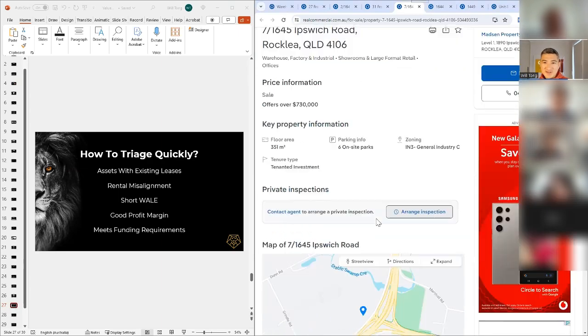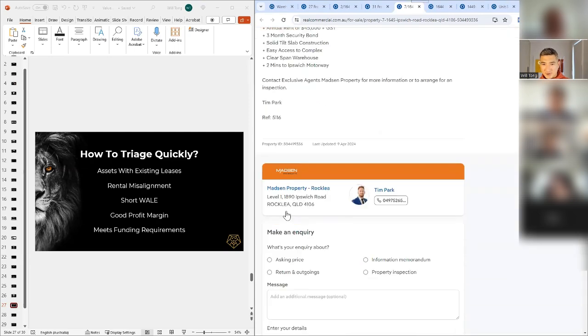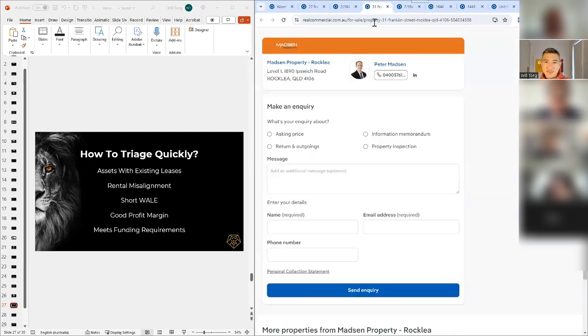So this is a question mark. So we just need clarity. Is it a gross rent or a net rent? So let's contact the agent. It's the same agent, I think. Oh, same company.